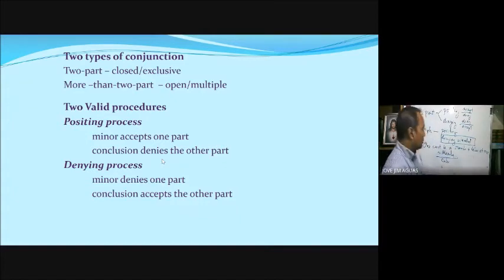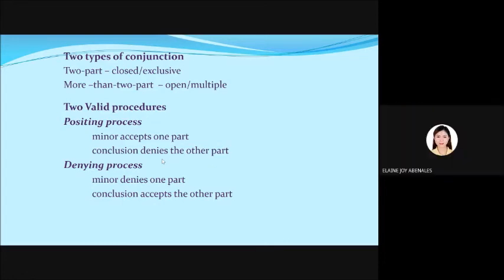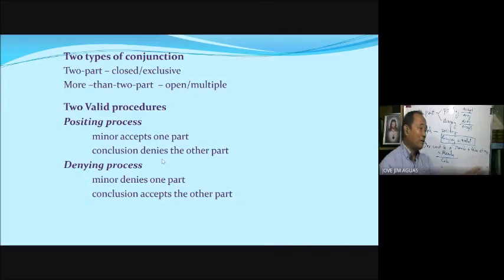Question. Are you sure that if the person is not in Manila, he is automatically in Cebu? Of course not, right? Because he can be in other places. But in this case, you follow the denying process. So it's an invalid argument.